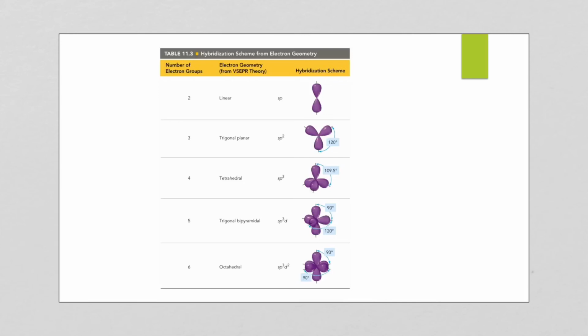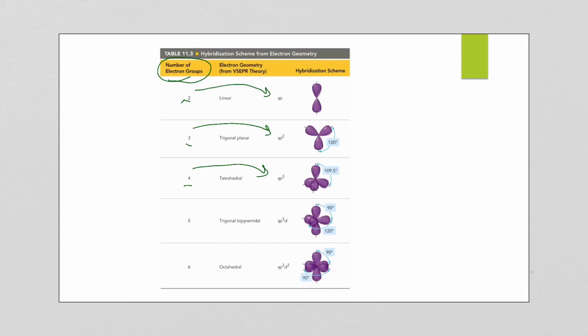Now, with that being said, we have a direct link between the hybridization scheme and the geometry, or maybe more, the way we would think about it is the number of electron groups. And so anytime we have 4 electron groups, that's going to be linked to the central atom undergoing sp3 hybridization. If we have 3, sp2 hybridization. We have 2.